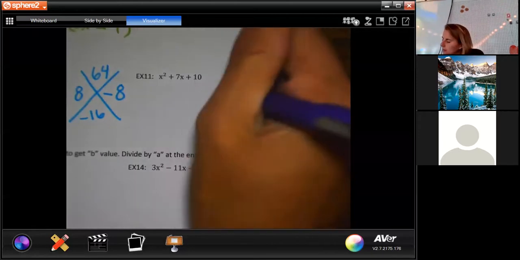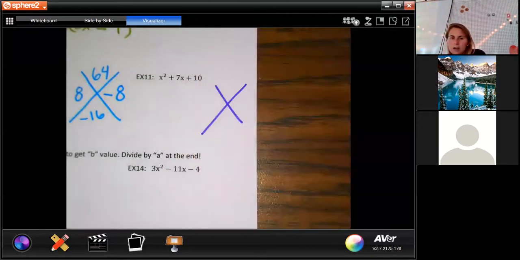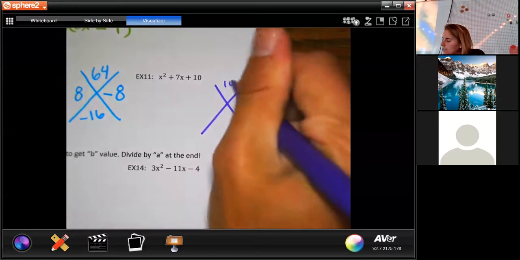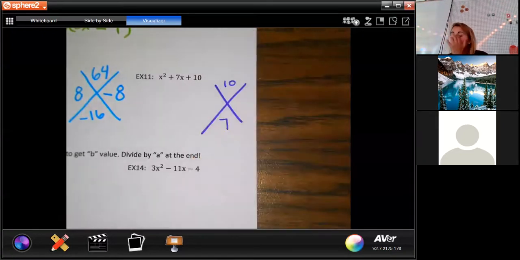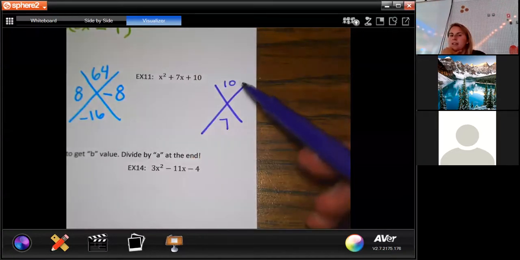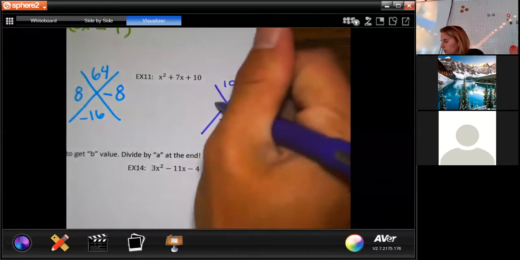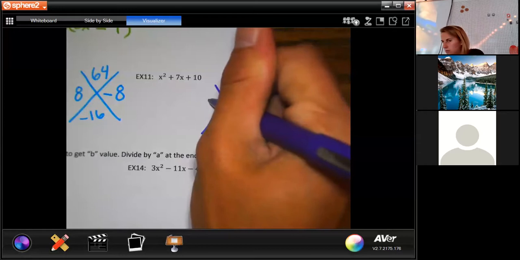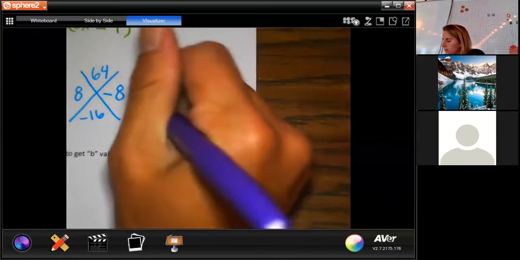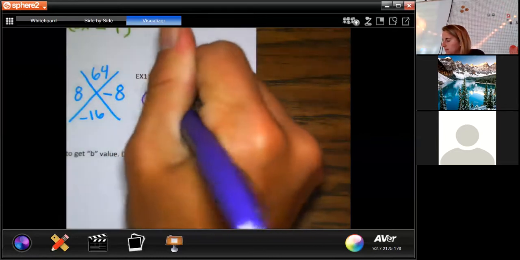Ready. 10 on top, 7 on bottom, and we want to multiply to get 10, add to get 7. So this one's pretty easy. What are the factors? 5 and 2. 5 and 2. So x plus 5, x plus 2.